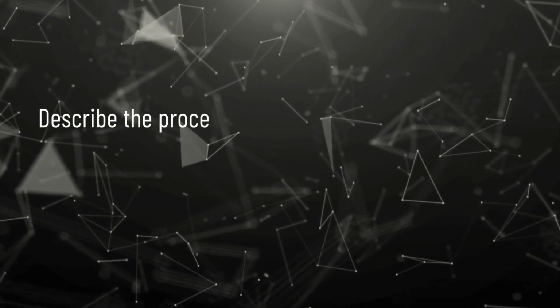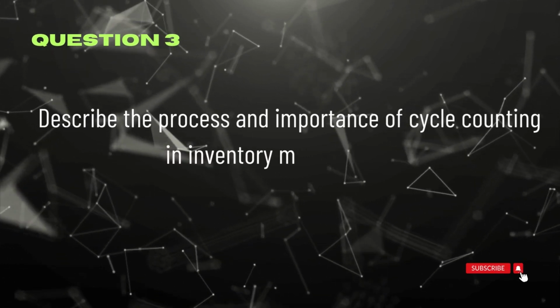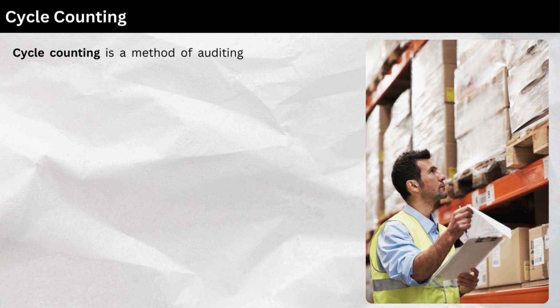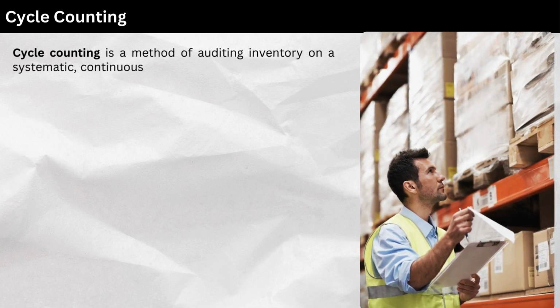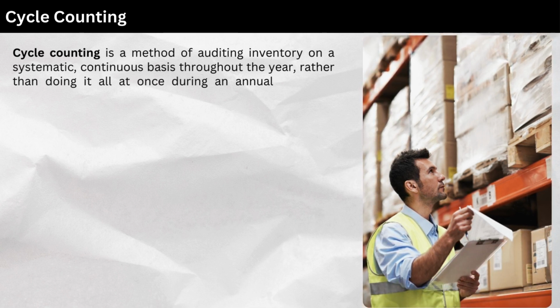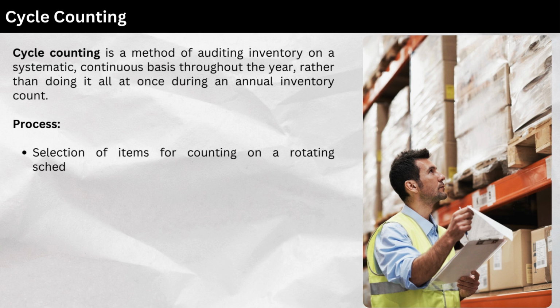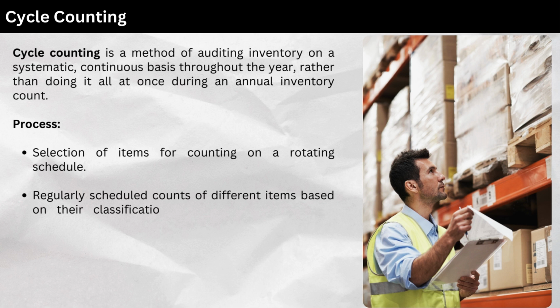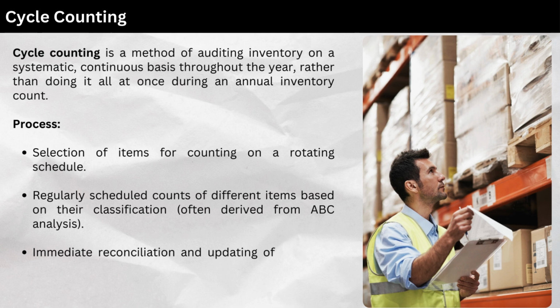Question 3. Describe the process and importance of cycle counting in inventory management. Cycle counting is a method of auditing inventory on a systematic, continuous basis throughout the year, rather than doing it all at once during an annual inventory count. Process. A. Selection of items for counting on a rotating schedule. B. Regularly scheduled counts of different items based on their classification, often derived from ABC analysis. C. Immediate reconciliation and updating of inventory records upon discovering discrepancies.